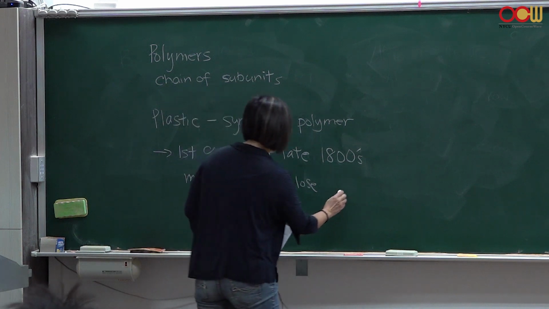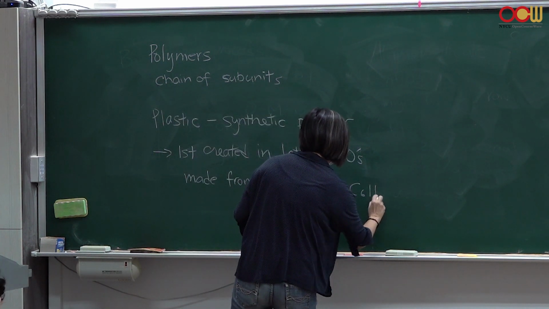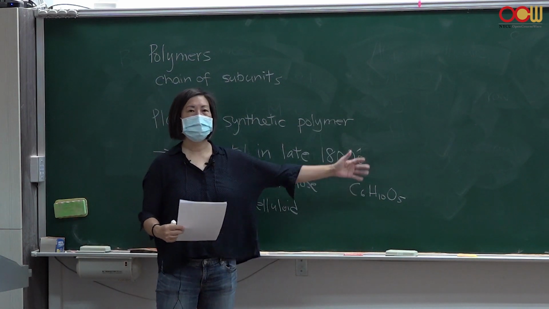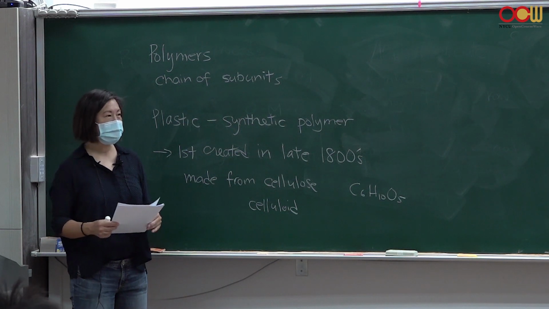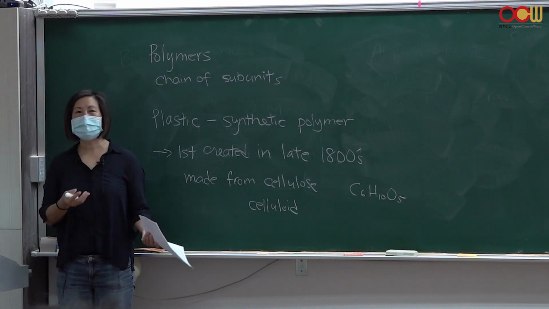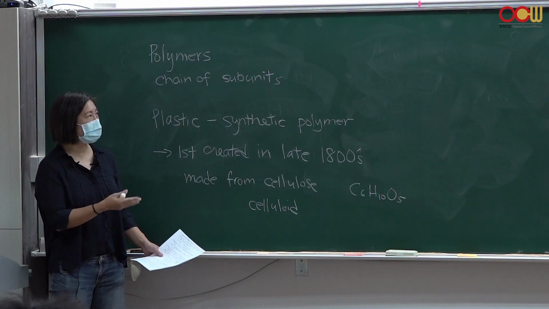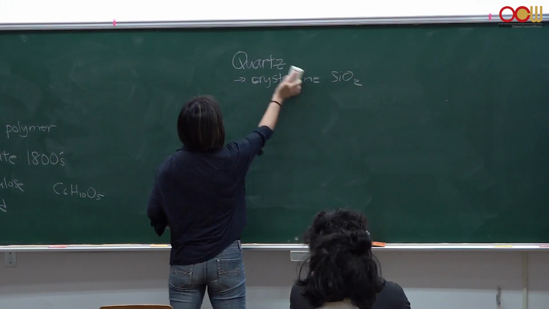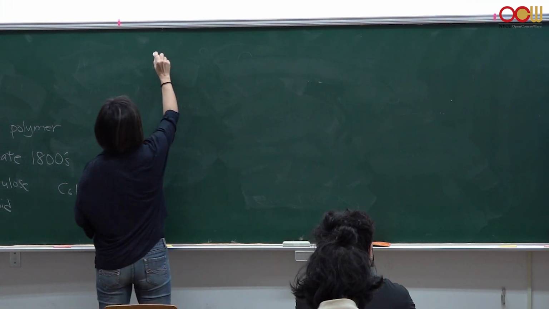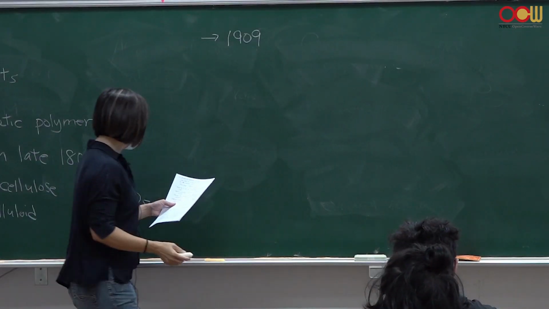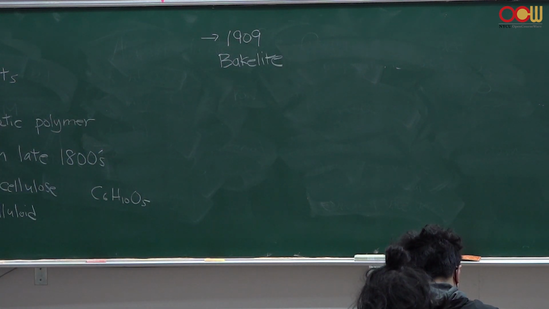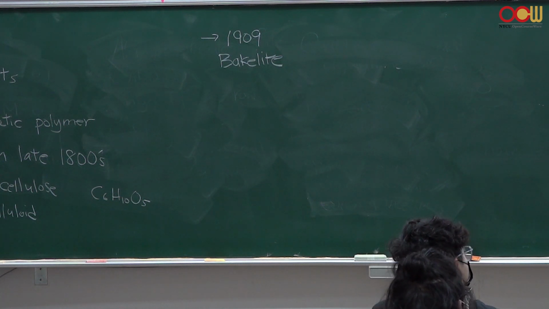And the subunits was C6H10O5. So you get these subunits and you are connecting them together. That would be a celluloid. And in the late 1800s, nothing much really happened with celluloid. It was a new material, but it wasn't until early 1900s, in 1909, someone developed bakelite, which is also a plastic material. And here's a picture of different kinds of materials made from bakelite.